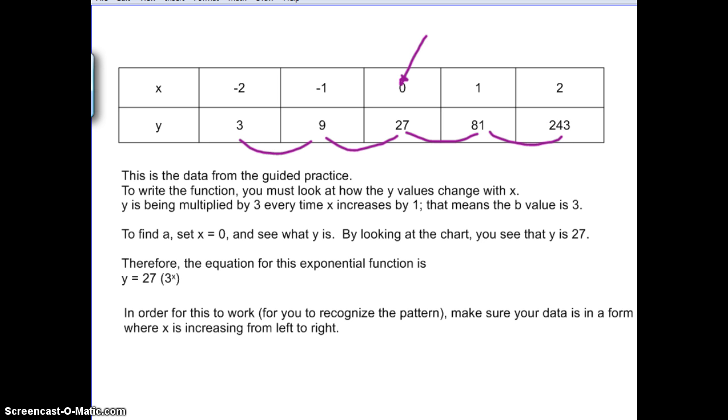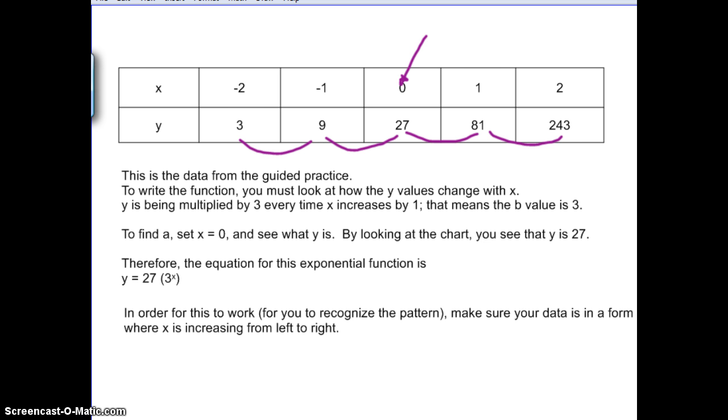If it's an exponential function, one, you're going to be multiplying by something each time, but two, it's going to be a consistent number every single time. Okay, so when you look at this, I hope you realize that y is being multiplied by 3 every time. Okay, 3 to 9, 9 to 27, 27 to 81. That means the b value is 3. So right away you can fill that in. Y equals 8 times 3 to the x.